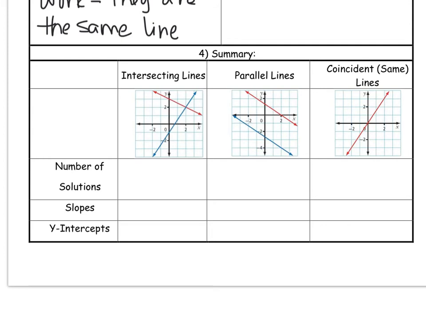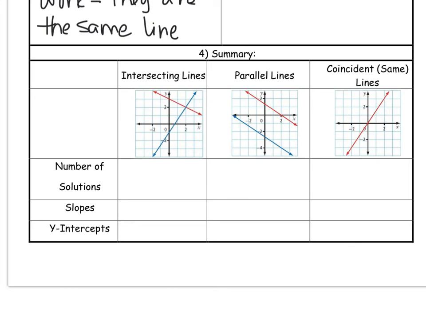So let's take a look at this summary right here. This is a summary of the three types of solutions. The lines can intersect in one point. The lines can be parallel, which means they'll never intersect. Or the lines can be the same line. We call those coincident lines or coinciding lines. They're the same thing.